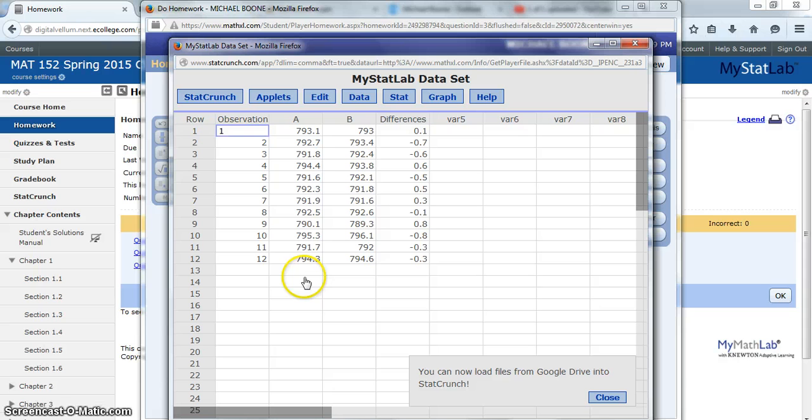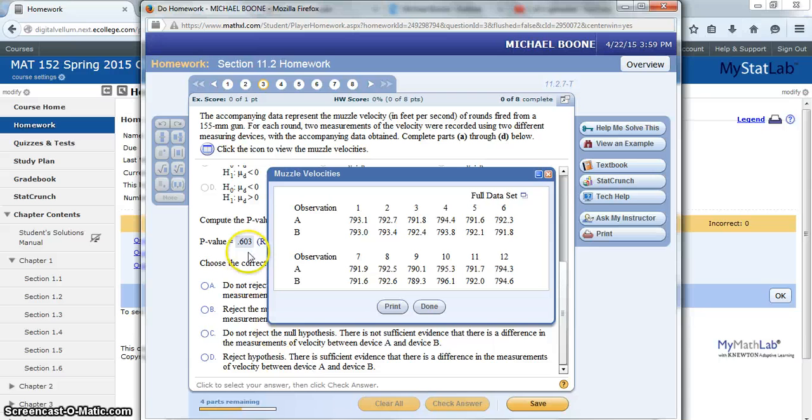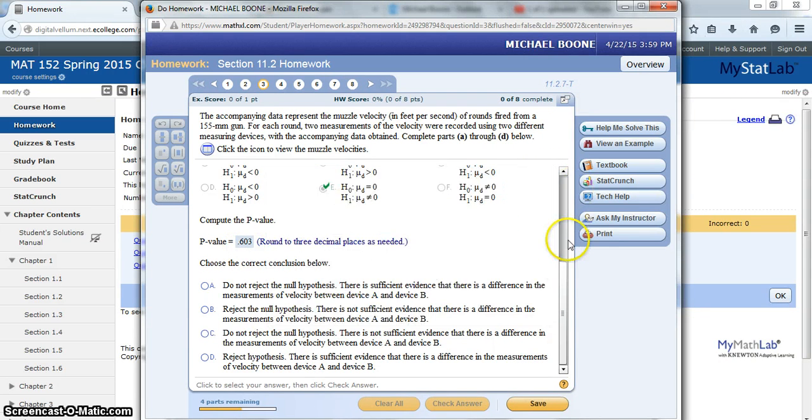And so what we're testing is, when this measuring device measured the bullets, and this measuring device measured the same bullet, like those are the same bullet, were they roughly the same? That one was close, that one's a little bit off, but are they roughly the same? Is the mean of these differences about 0 is what we're looking for. And so we got a p-value of 0.603, which is a pretty high p-value as we've discussed.